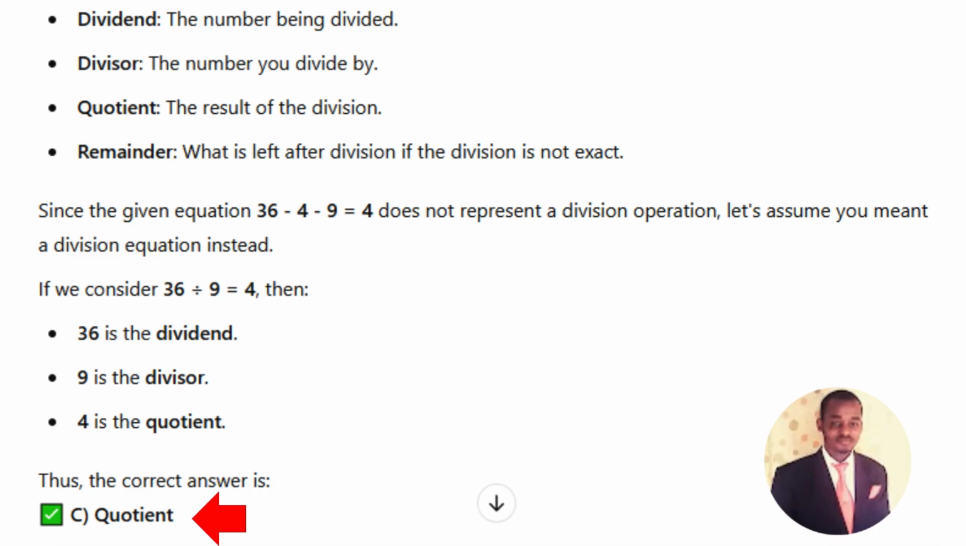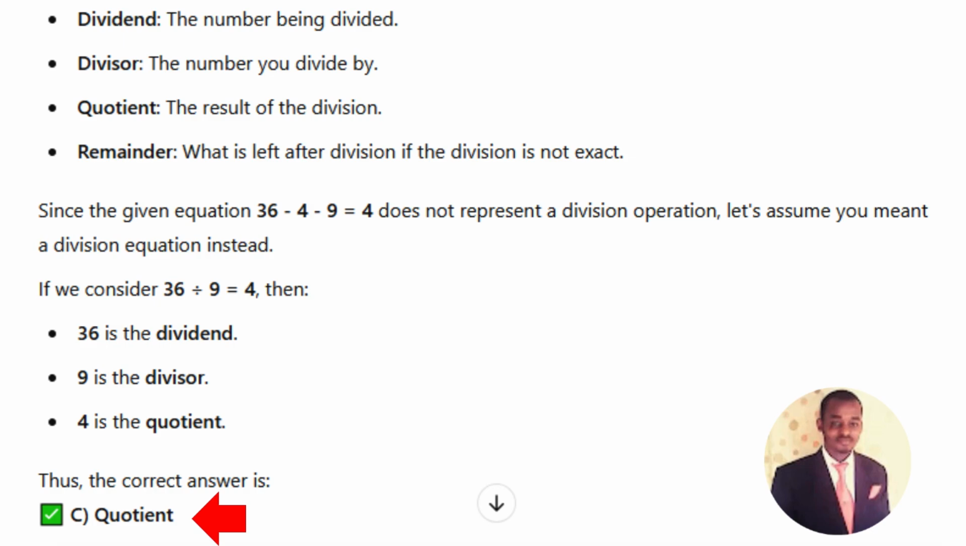For you to solve this, we first have to know what is a dividend, what is a divisor, what is a quotient, and what is a remainder. A dividend is the number being divided, while the divisor is the number you divide by, and the quotient is the result of the division. The remainder is what is left after division if the division is not exact.